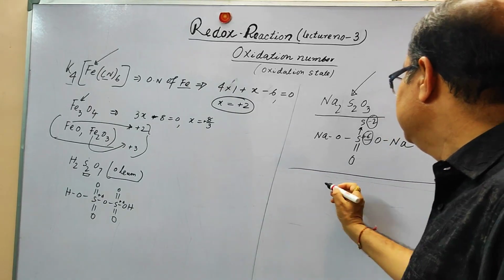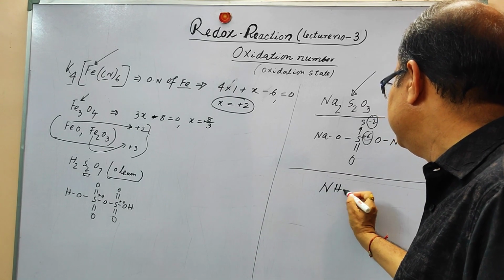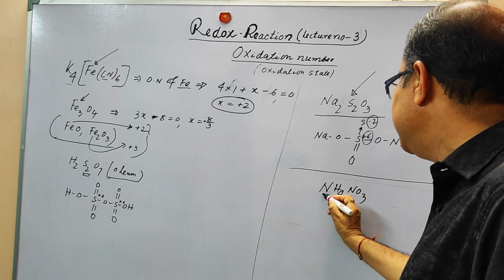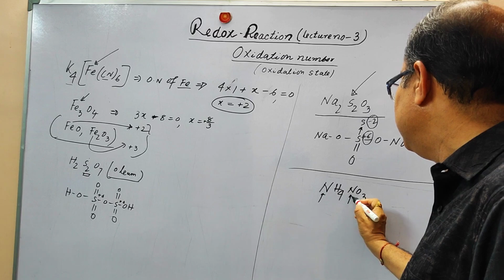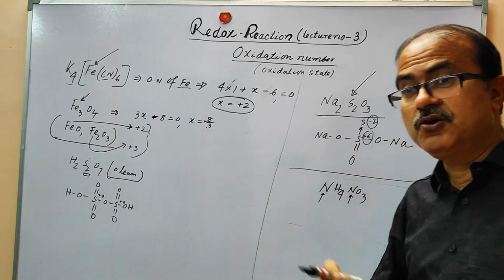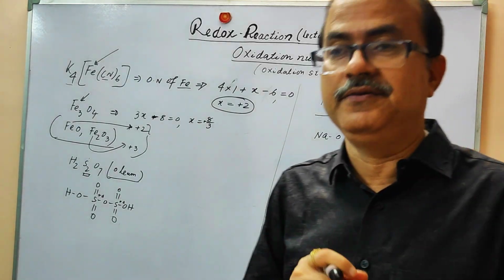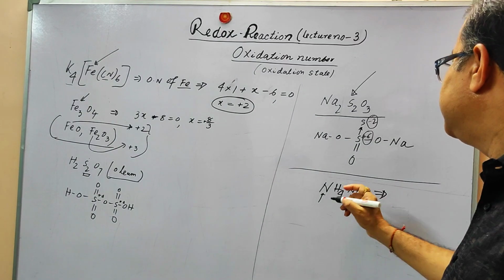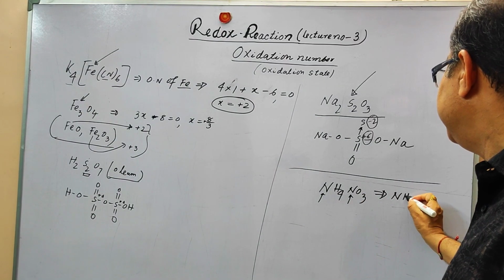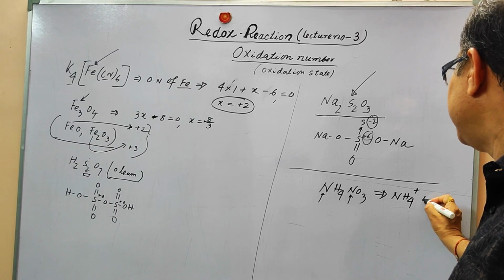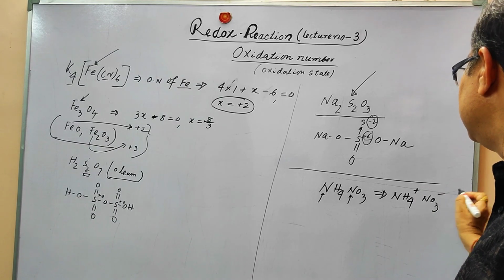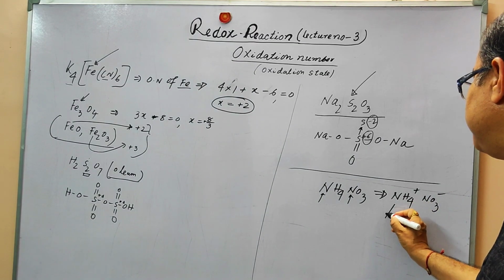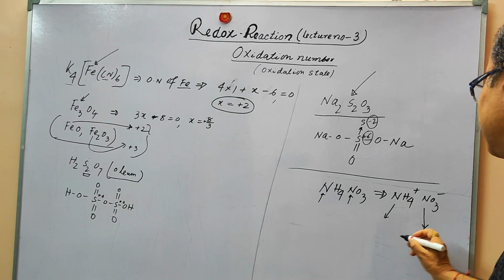Now for this compound, ammonium nitrate, here also you can see there are 2 nitrogen atoms. What will be the oxidation number? Will it be the same or different? For that, you have to see that it is an ionic compound having NH4 plus and NO3 minus. This is a cation and this is an anion, and on the basis of that you have to calculate the oxidation number.